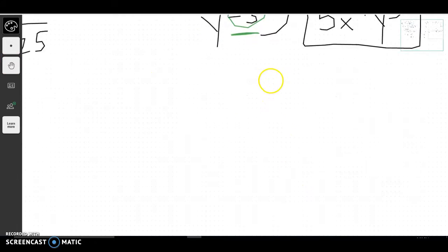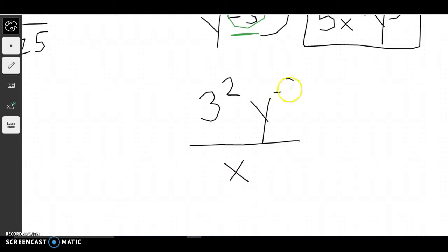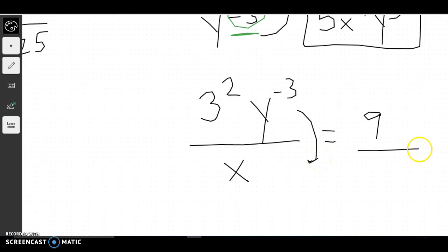Let's do one more of these. In this one, I have 3 squared, which I can do as 9. This says divide, so since it's divide, I'm going to throw it to the bottom. And this time, x doesn't have any exponent to move it anywhere, so we're just going to write x.